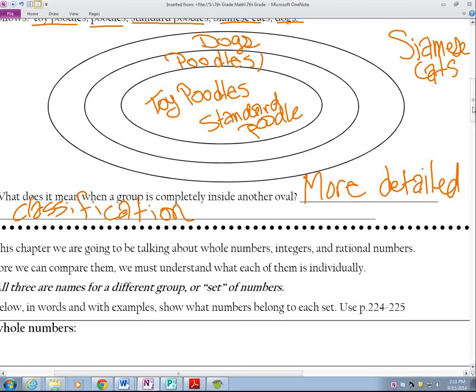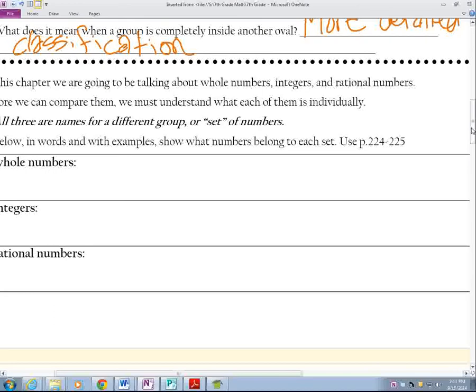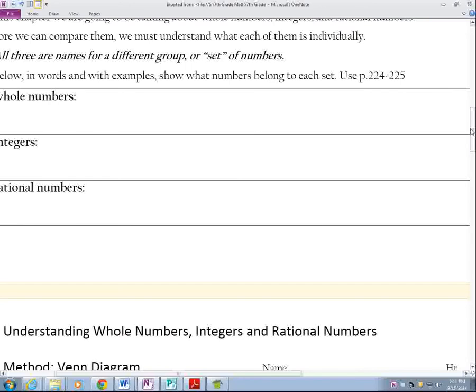In this chapter, we are talking about rational numbers. And before we can compare, we must completely understand what each of them is individually. Now, this is the part where I normally had the class take 5 minutes to write down those definitions. Since you guys are being the YouTube capture class, we're not going to take the time to do this, but you're still going to be responsible for it. You don't get a free pass.